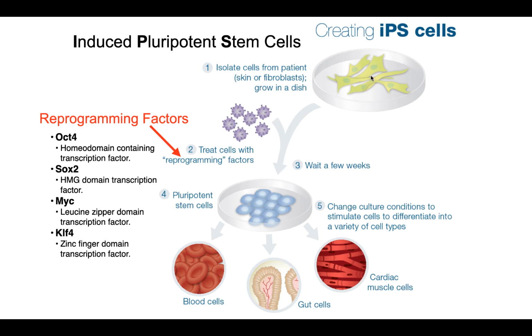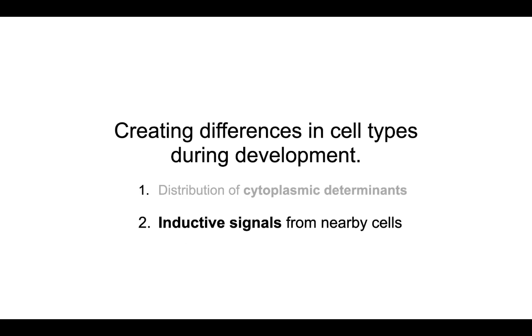Now, I should make sure that you understand that these cells already have the genes that encode each one of these proteins, but they're all turned off. Those genes are turned off, and so they're not being produced. When we do this with the viruses, we're turning all of those genes back on. We're getting production of those proteins, and thereby converting these specialized cells into pluripotent stem cells, very similar to embryonic stem cells. So the distribution of cytoplasmic determinants is asymmetrical in early development.